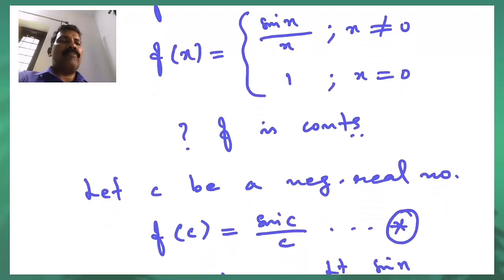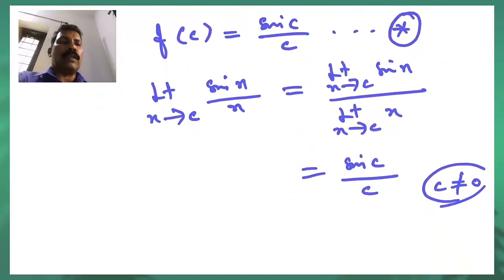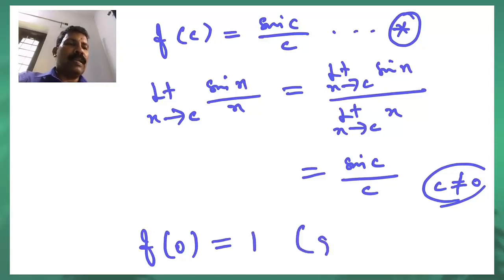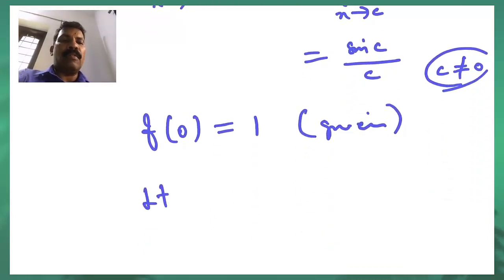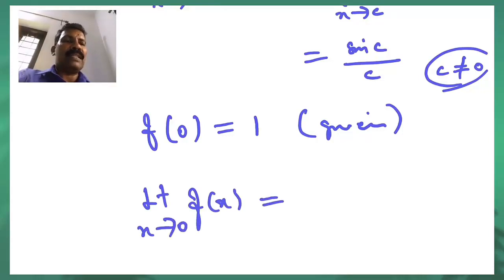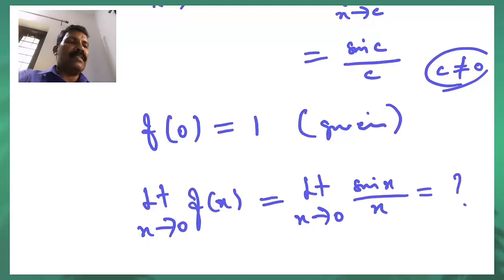So when x equal to 0, what is the value of the function? That is f(0), given to be 1 in the question, as per the definition of the function. Then what about the limit of f(x) as x tends to 0, that is equal to limit x tends to 0 of sin x by x. What is it? We know it is 1. Let us have a visualization and come back.